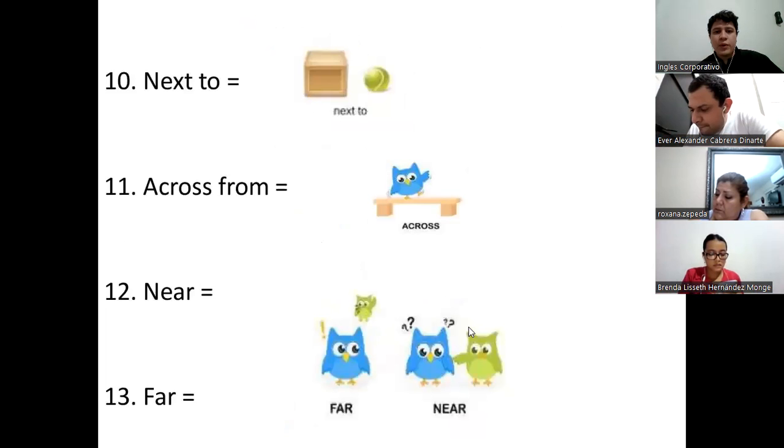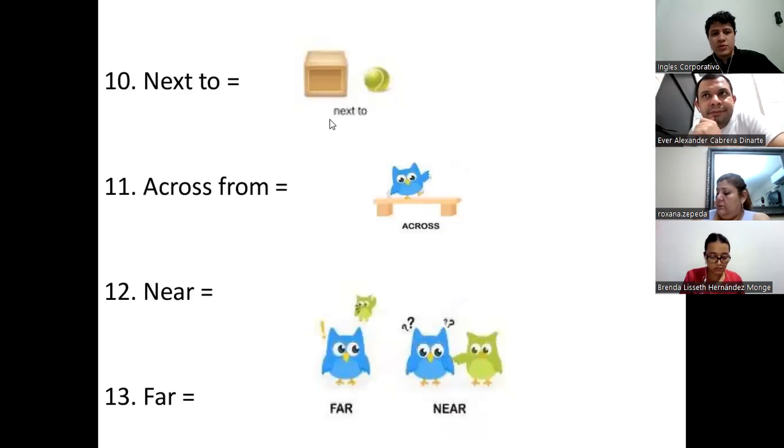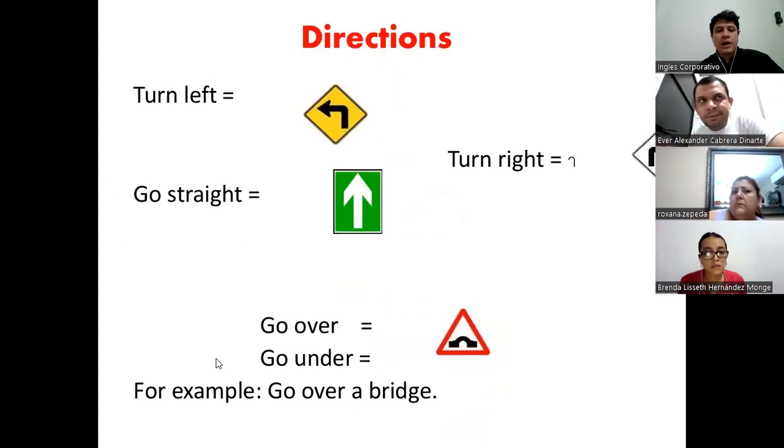Now let's see. We have next to. Okay, next to. That is almost the same as beside, right? Next to. Across from. Okay, across from. Near. Okay. Far. So near is this one, and far is this one, you see? Near, far, okay?